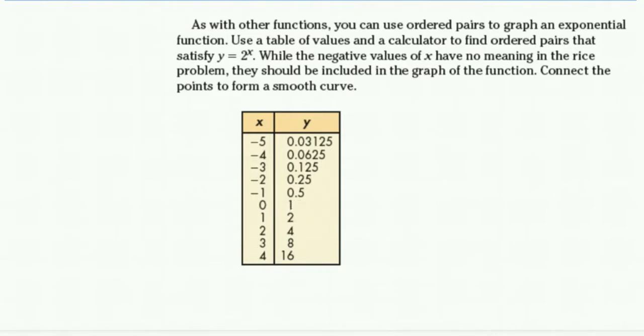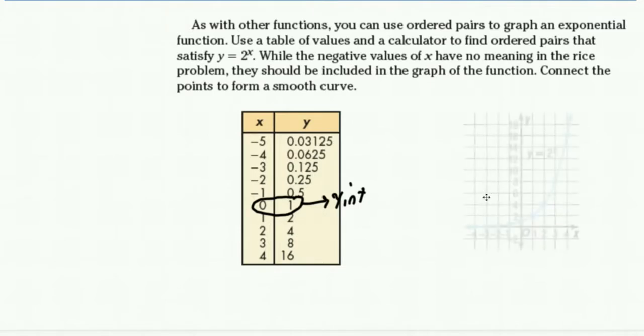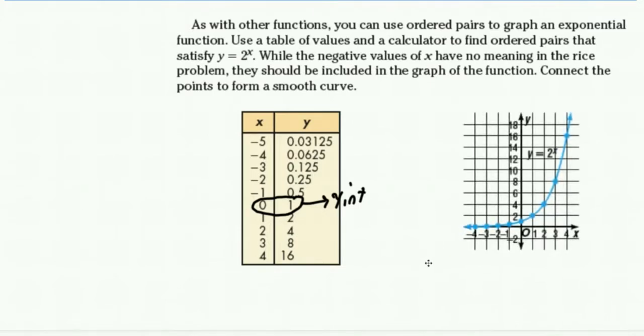Now, what do you notice about when x is equal to 0? This is our y-intercept. Okay? So our y-intercept would be (0, 1). And if I graph that, okay, we graph that particular table of values from our exponential function, this is what we're going to have. Okay?